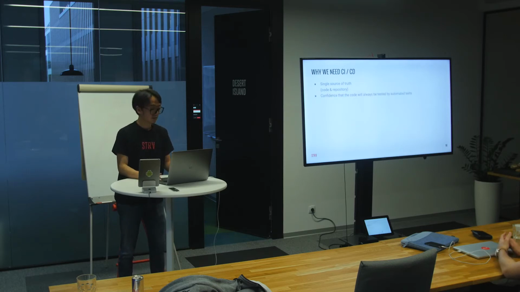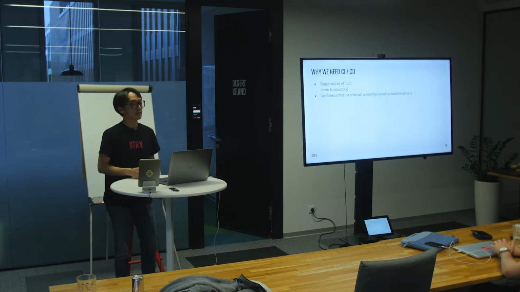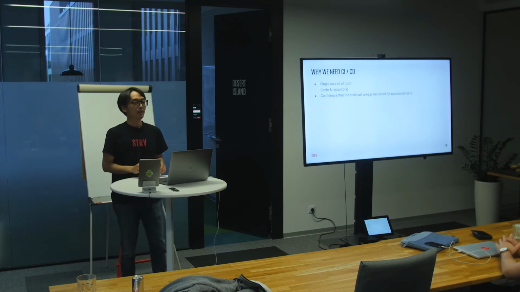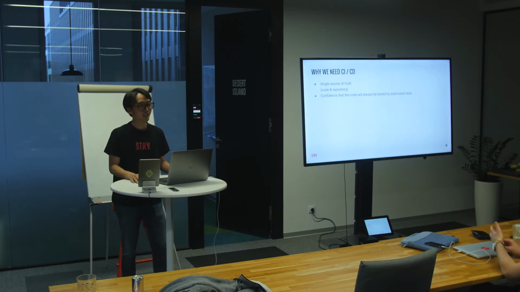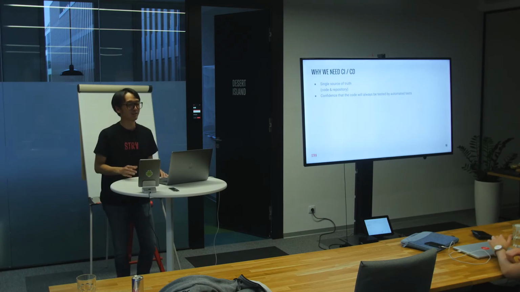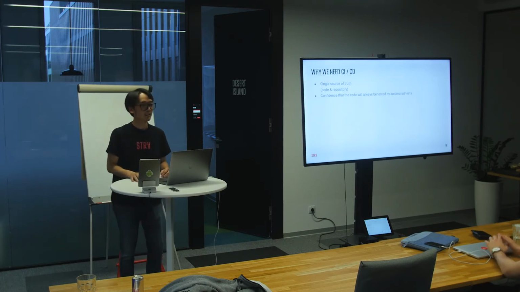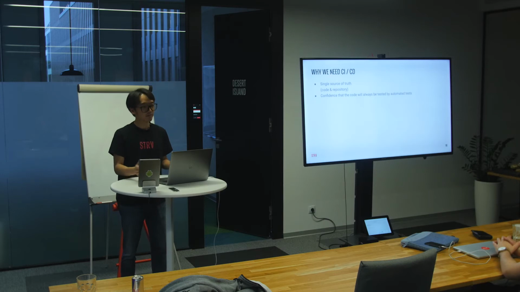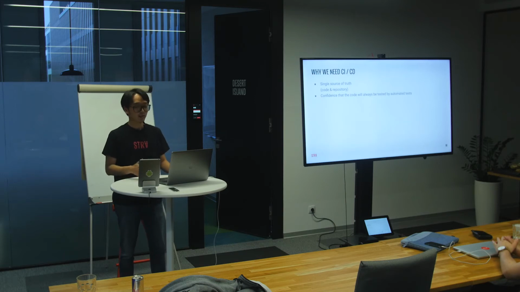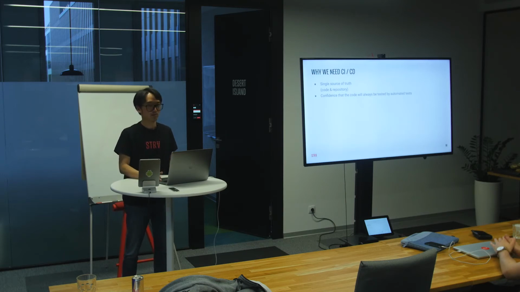Second is confidence that the code will always be tested by some automated test. So before deploying, if I were to do manual deployments, I would have to run yarn tests to see if the tests pass, but you know, I'm lazy, so I don't do it. I miss a test, and then there are like 3 bugs there. It crashes the server. But with CI/CD, before deploying, it will run the tests and make sure that you're not breaking some very critical features like login or sign up.